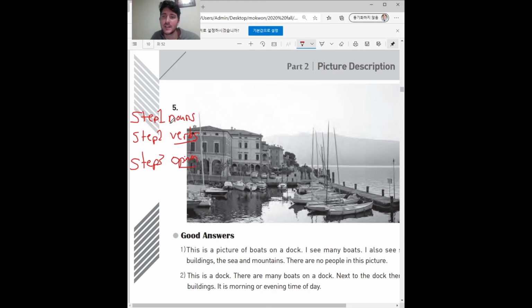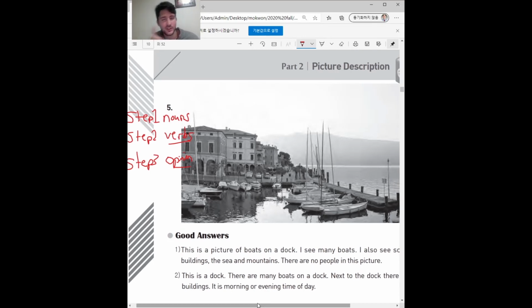Let's try and just take a few minutes, and I want you to try this one. So again, pause the video for a second. Take about 10 seconds and just think about or find these steps, right? The nouns and the verbs. Try to find them.